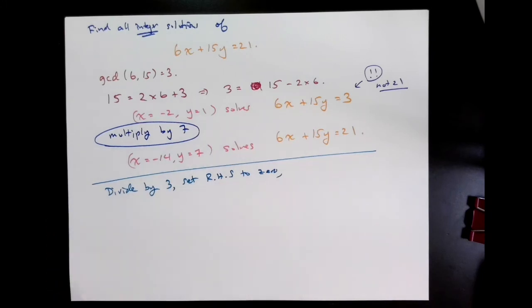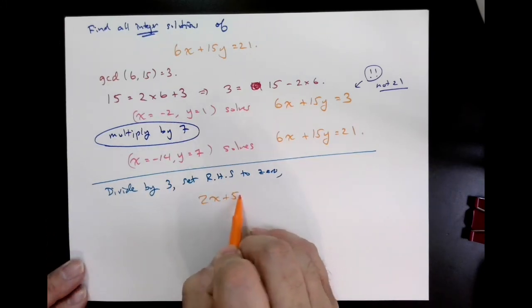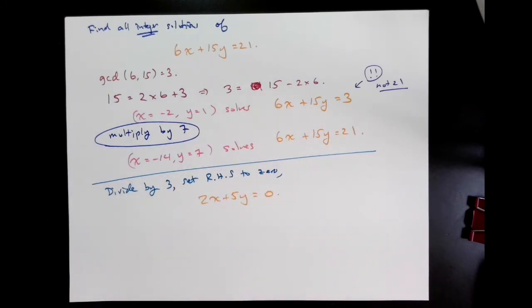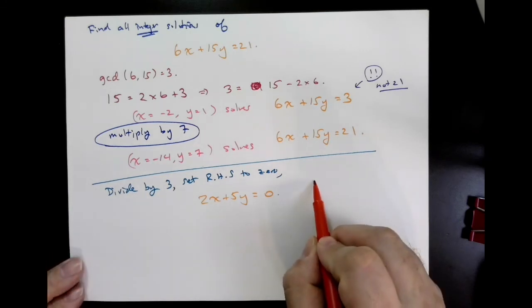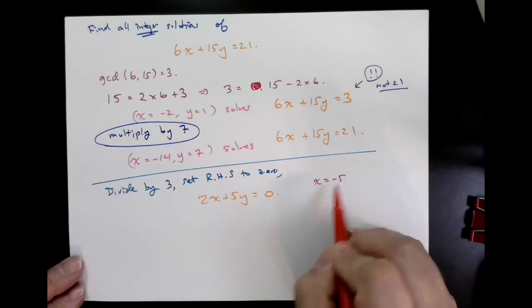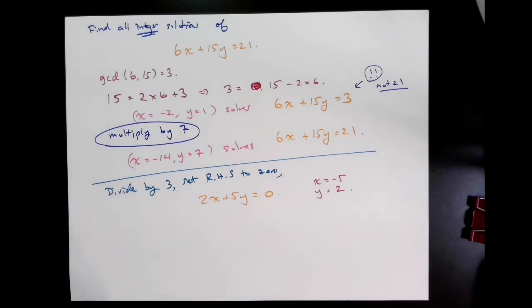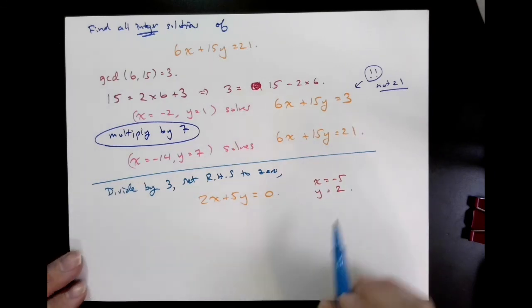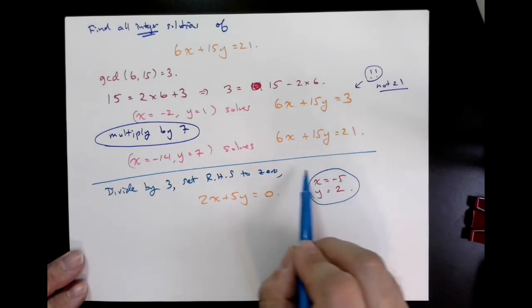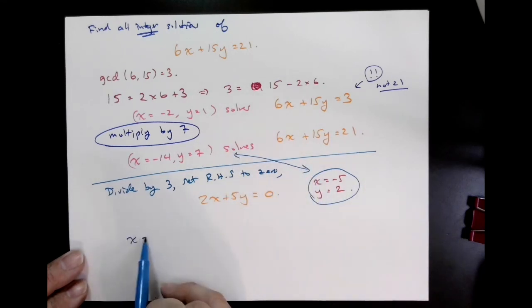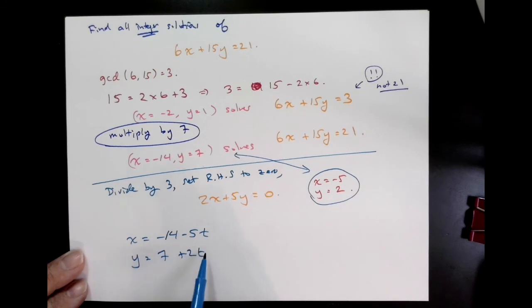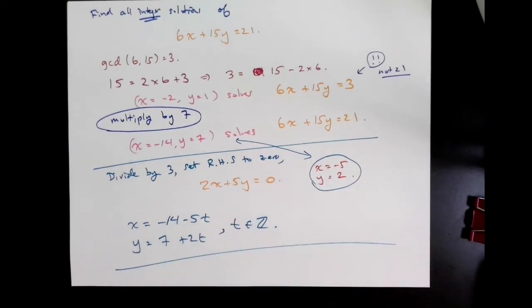What about the others? So we go back to the original equation, divide by the GCD, and then set the right-hand side equal to 0. And if we do that, you see that we get the equation 2x plus 5y equals 0. An obvious guess to take for that solution is the pair minus 5, 2. So our general solution is x equals minus 14 minus 5t, and y equals 7 plus 2t. That's a good place to stop, so I'll stop there.